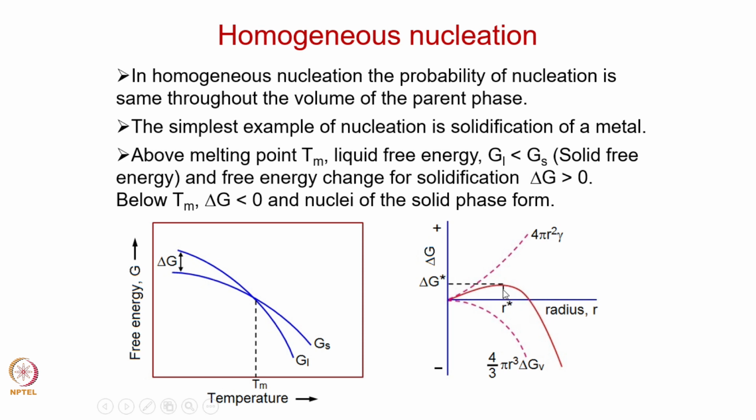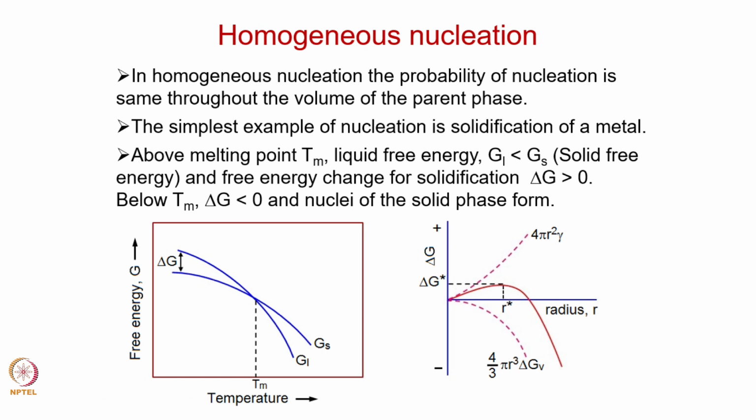Okay, so the maximum that you see over here is the size that the particle has to reach for it to be called a nucleus, which can grow into the solid, right? If it is below this critical size r star, then it will be an embryo, and for it to grow as a nucleus and develop into the solid, it has to reach this critical size. Then only it will be called a nucleus.